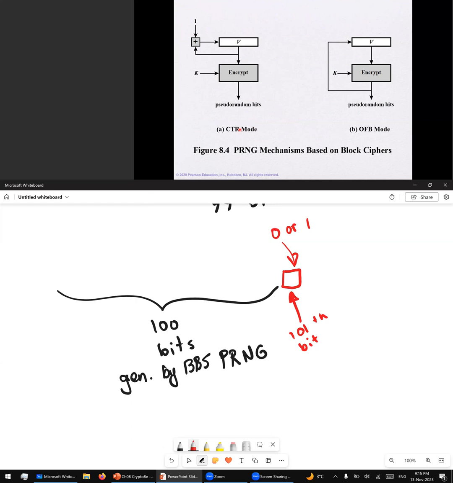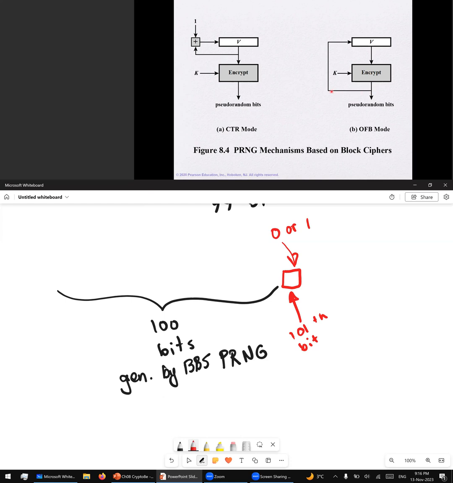So, this is our CTR mode. Our counter starts with a certain value. We encrypt it with a key, and this is going to be output. And then we take that value, we increment it by 1, and then encrypt, increment it by 1 again, encrypt, increment by 1 again, encrypt. And whatever we get as the output is going to be our string of pseudo-random bits.